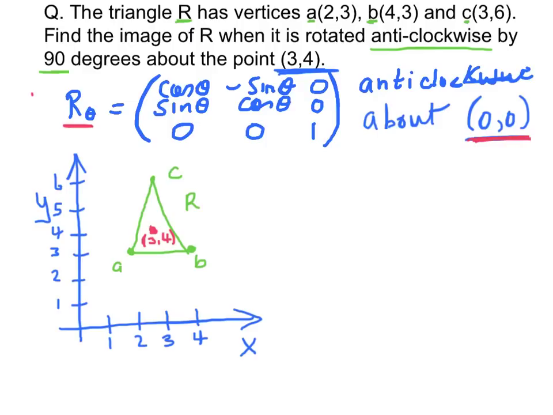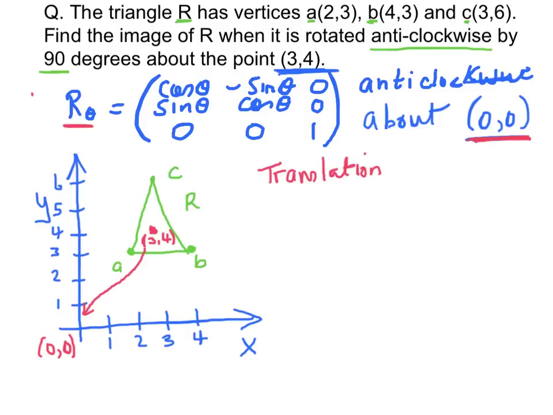So to overcome this problem, what I'm going to do is I'm going to move 3, 4 to 0, 0. This is the point 0, 0 here. And to move it, I'm going to use a translation. So I'm going to write this here. It's a translation.